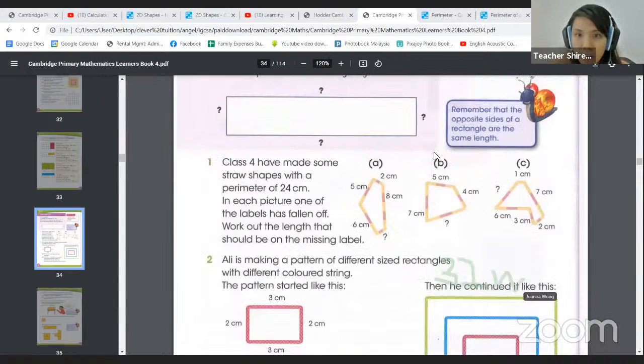Okay, can you try to do it by yourself instead of writing on the screen? Can you type in the chat? What do you think is the answer? Okay, question number 1. We know the answer is 24 minus 8 minus 6 minus 2 minus 5. You get 3 cm.